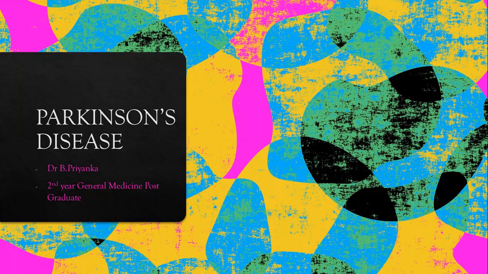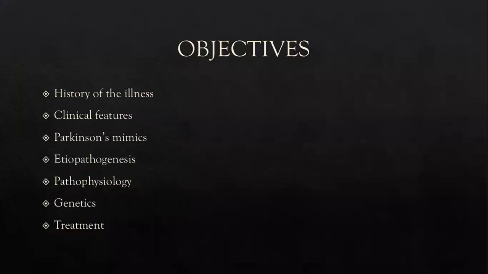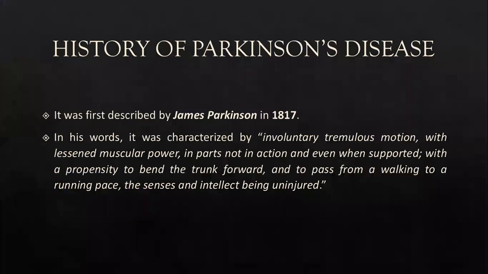Good evening, everybody. Today we're going to see about Parkinson's disease. My objectives of today's session are to know about the history of the illness, clinical features, Parkinson's mimics, etiopathogenesis, pathophysiology, genetics, and treatment. History of Parkinson's disease: it was first described by James Parkinson in 1817.